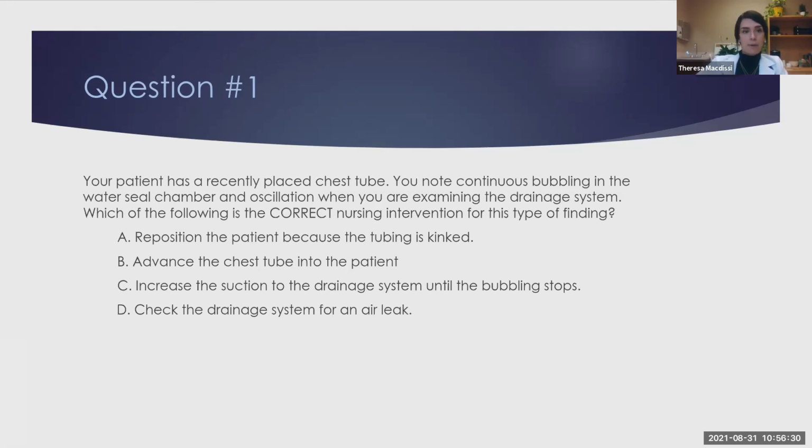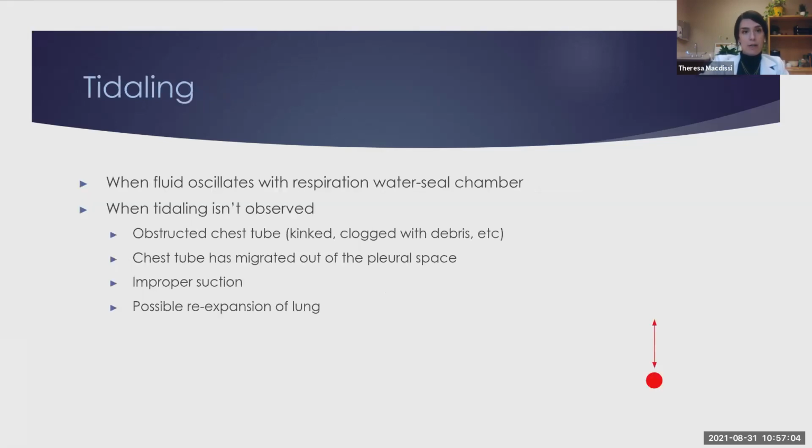So in this example, A, reposition the patient because the tubing is kinked. That's not likely if you're having oscillation or you're seeing that float ball moving up and down. That tells you that the tube is being exposed to some intrapleural pressure changes, so it does seem to be a functioning chest tube. B, advance the chest tube into the patient. No, we do not do that. And then C, increase suction to the drainage system until the bubbling stops. That will not stop the bubbling by increasing suction. And then D is check the drainage system for an air leak.